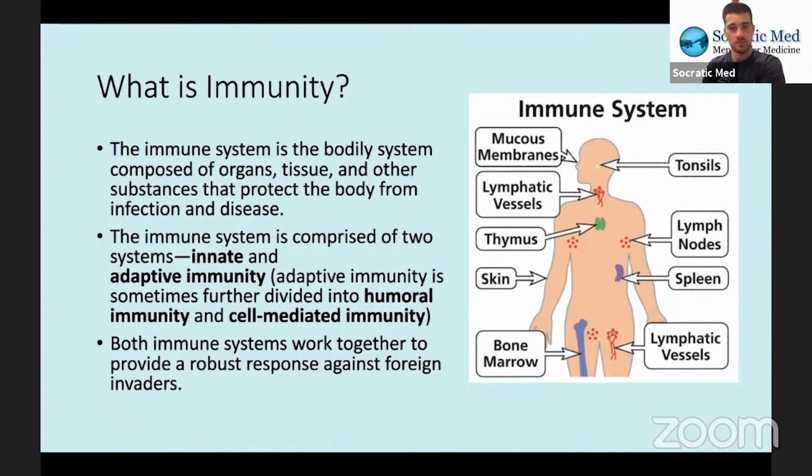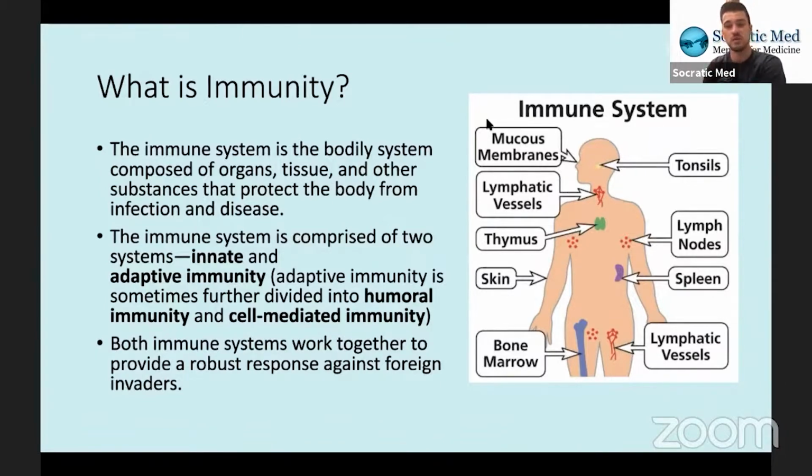What is immunity? The immune system is the bodily system composed of organs, tissue, and other substances that protect the body from infection and disease. So the immune system is comprised of two systems, the innate and the adaptive immunity. Adaptive immunity is also sometimes further divided. It really depends on what study material you use. Sometimes you'll see adaptive immunity divided into humoral immunity and cell-mediated.